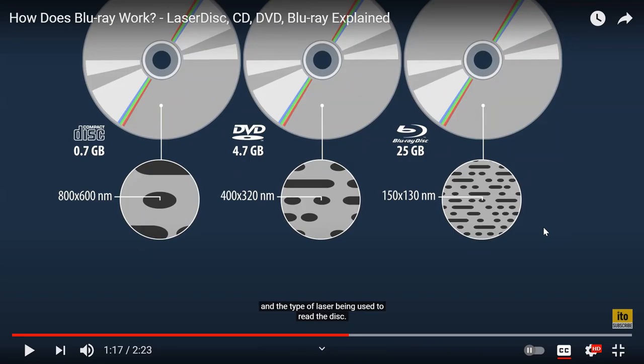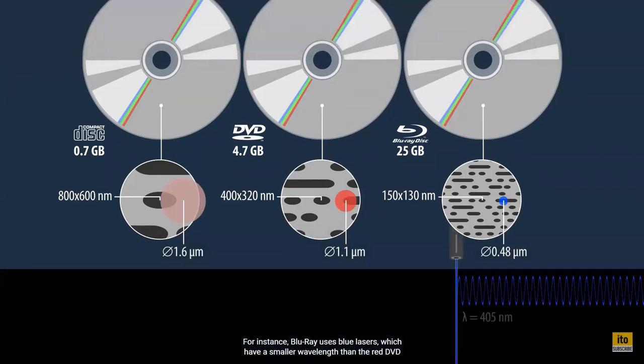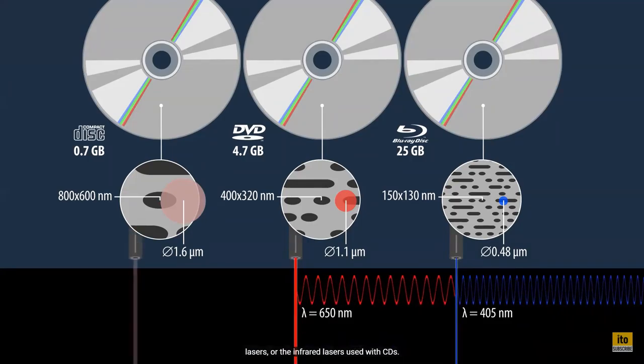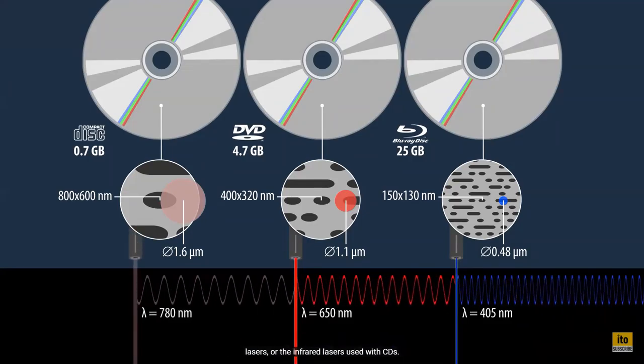So the CD, DVD, Blu-ray, all three things are the same size. So the capacity differs due to the size of a pit, or the diameter of the beam. The thickness or thinness of the beam is what describes how much data it can contain. And the type of laser being used to read the disc.